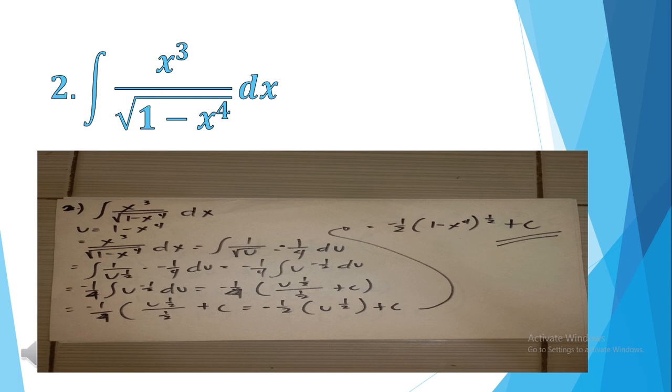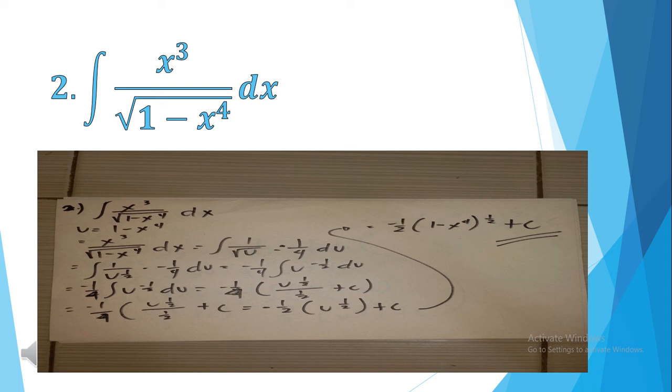This equals negative 1/4 times the quantity u to the power of 1 half over 1 half, plus c, which equals negative 1 half. Why is it negative 1 half? Because when we multiply the negative 1/4 and the 1 half reciprocal, we get negative 1 half. So it equals negative 1 half times the quantity u to the power of 1 half plus c.